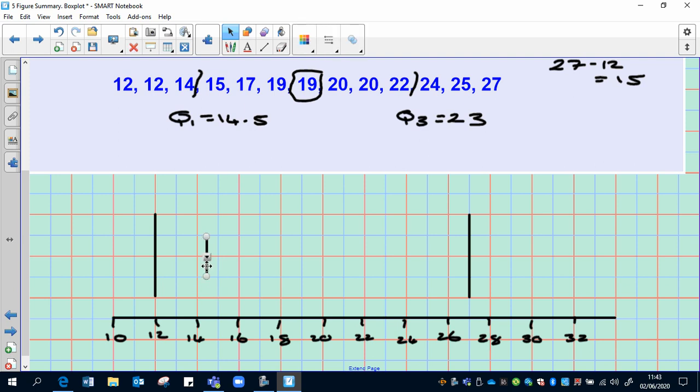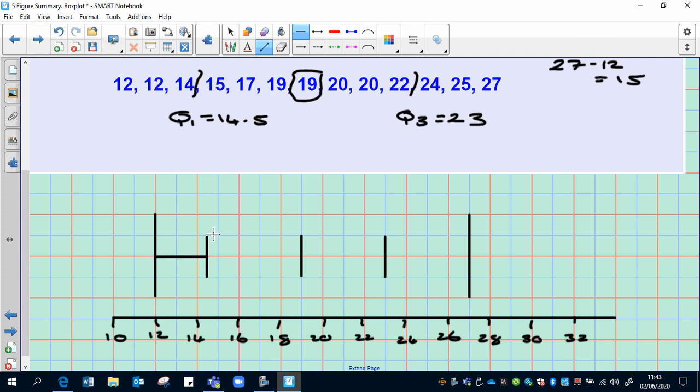Then I'm looking for 19, which again, we're on the blue line, in between 18 and 20. And then 23, again, on the blue line, in between 22 and 24. Now that's me done all my vertical lines. So I'm going to do my horizontals just to join them up.